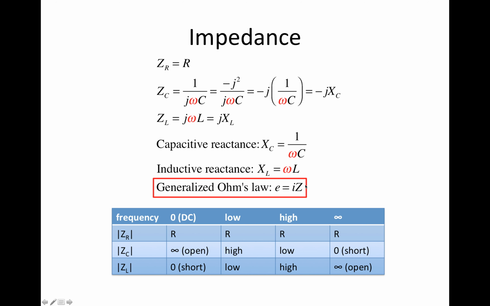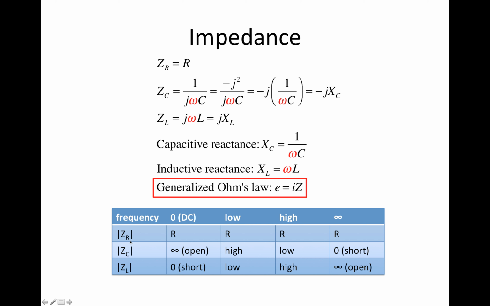Unlike the resistance, the impedance for the capacitor and the inductor are frequency dependent. So let's look at how the length of the impedance, the size of the impedance, varies with frequency for the three different types of components. The frequency is going to vary from 0, which is the so-called direct current or DC circuit, to low frequency, to high frequency, and eventually to infinity. For the resistor, the impedance is the resistance, and it doesn't depend upon frequency. So it is R for all four situations.